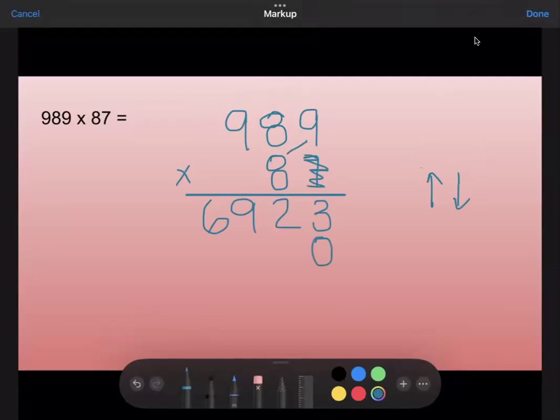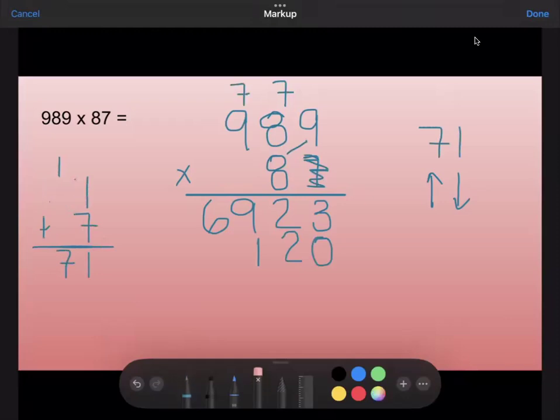So 9 times 8 is 72. That means the 2 goes down and the 7 gets regrouped to the next place value. Excuse me. 8 times 8 is 64. And then we would need to add the 7. Oh my goodness. Pardon me. Oh goodness. And that has been added to the top. 64 plus 7 would be 71. So the 1 goes down and the 7 goes up to the next place value.